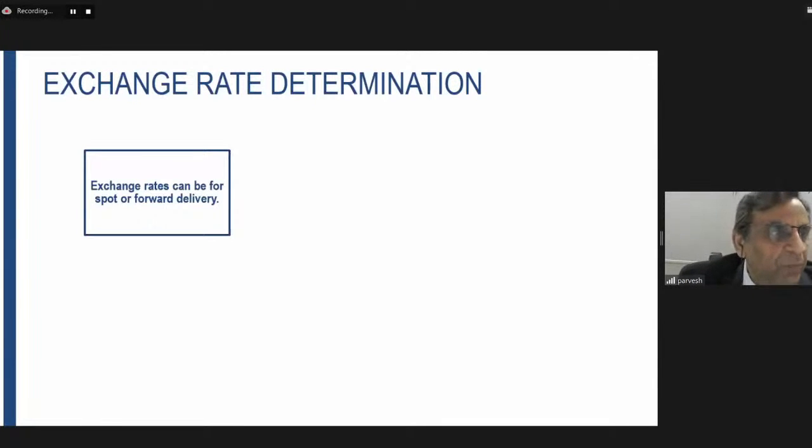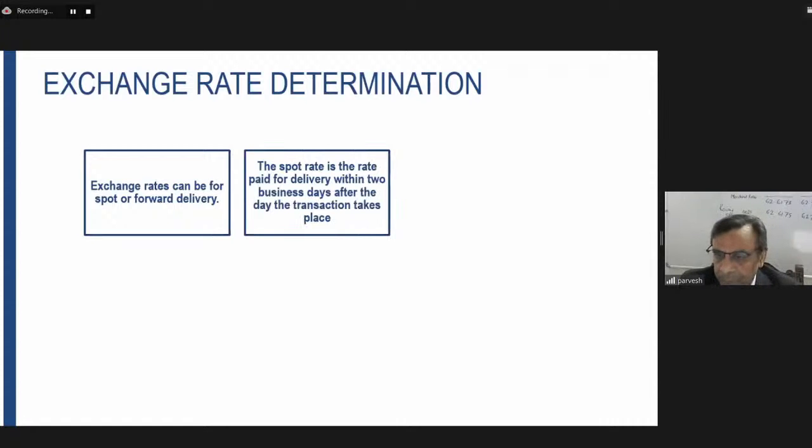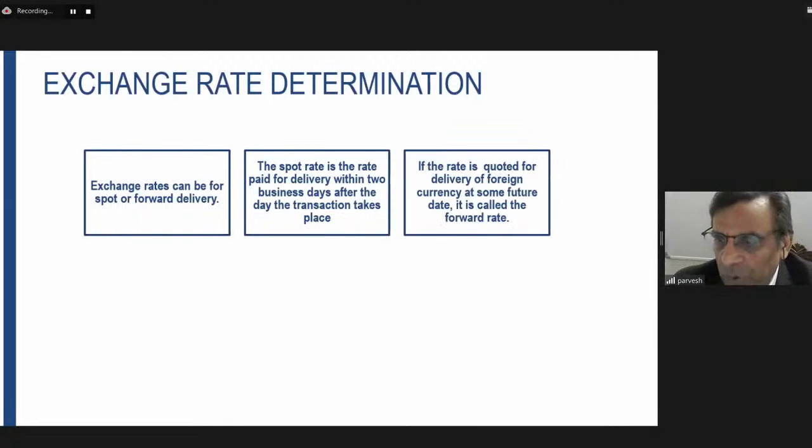So exchange rates can be for a spot or a forward delivery. You get rates either for the spot rates or for the forward rates. The spot rate is a rate for delivery within 2 business days after the day the transaction takes place. If the rate is quoted for delivery of a foreign currency at some future date, it is called the forward rate. Okay, so this is pretty simple.